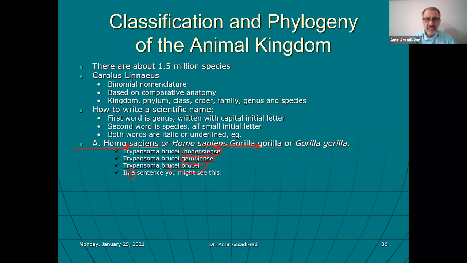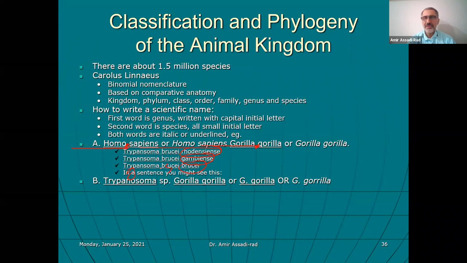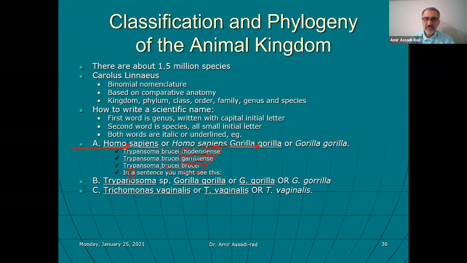And then in sentences, you might see Trypanosoma sp. It means species. It's referring to all three of them, or all four of them. There's another one, Trypanosoma cruzi. Gorilla can be written down as G. Of course, you always have to spell out the whole word first, and then you can write down capital G dot gorilla, okay? Or Trypanosoma, T dot brucei. I hope I'm making some sense. Okay, Trichomonas vaginalis, you can write it as T. vaginalis. But you have to spell it out completely the first time.